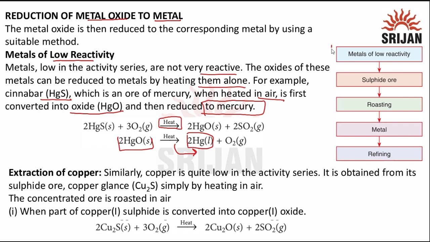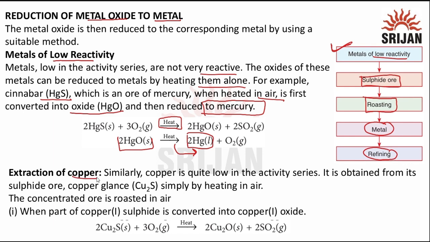Here we can also understand through this flow chart: metals of low reactivity, when present in the form of sulfide ore, are simply roasted. After roasting, they are converted into oxide, and by further heating of the oxide, we get the metal. After that, we simply refine that metal.